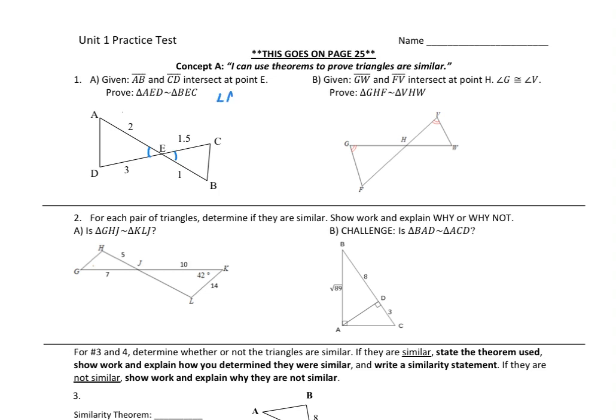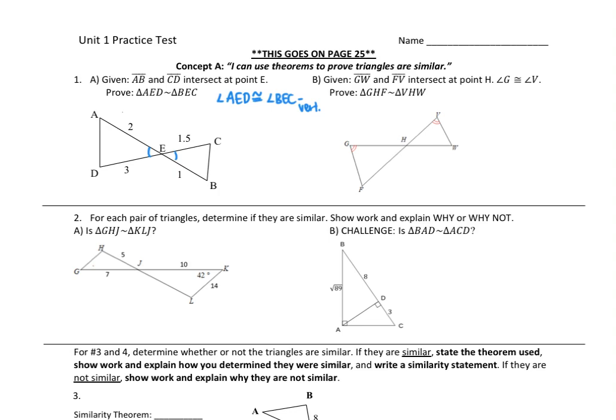So angle AED is congruent to BEC, and the reason for that is they're vertical. Okay, now we need to show that the proportions or the ratios of the sides are equal.